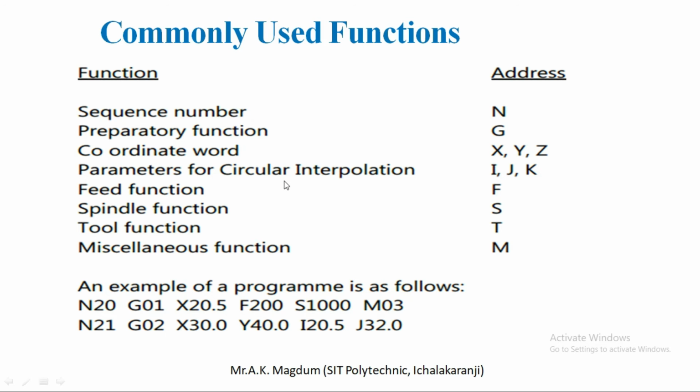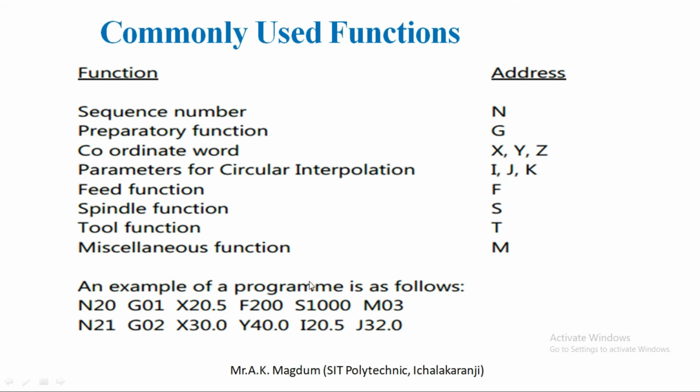Next, parameters for circular interpolation, that is I, J, K. The alphabetical I, J, K words are generally used for circular interpolation. Next, feed function. We already observed one example like F200 in a previous slide. In that, F means the feed function. Next one is S for spindle function, T for tool function, M for miscellaneous function.